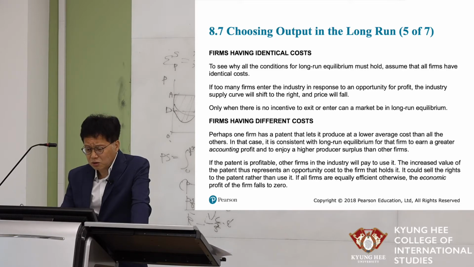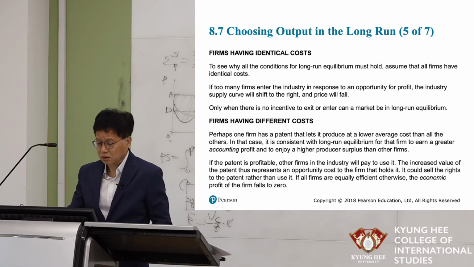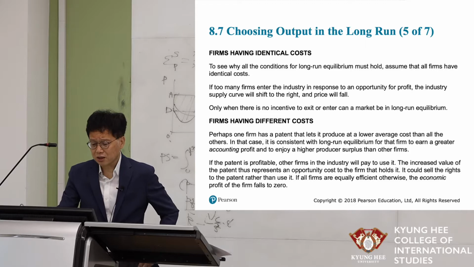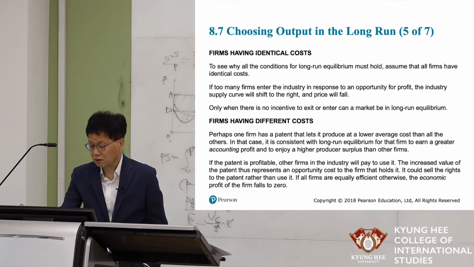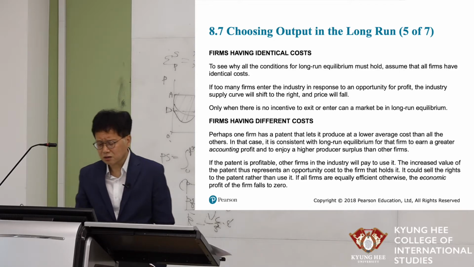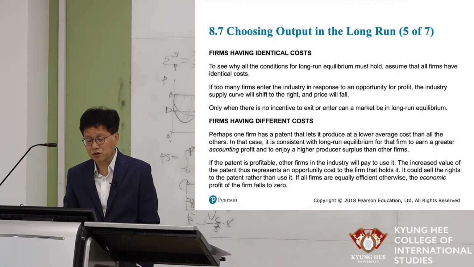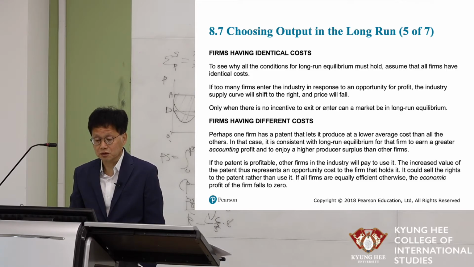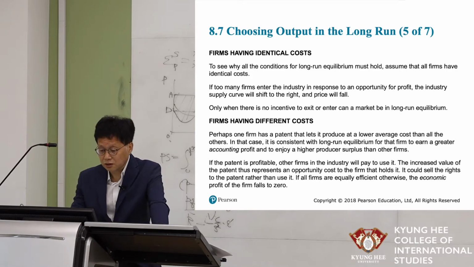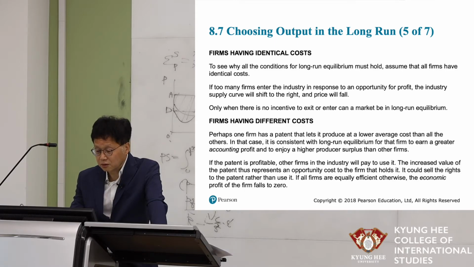Only when there is no incentive to exit or enter can the market be in the long-run equilibrium. But in this case, firms have identical costs, right? Then this kind of thing happens. But we can think about firms having different costs. Some firms are more efficient than other firms, right? That is the second case, firms having different costs.